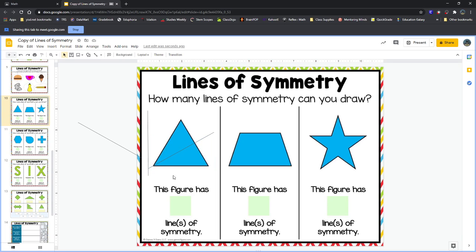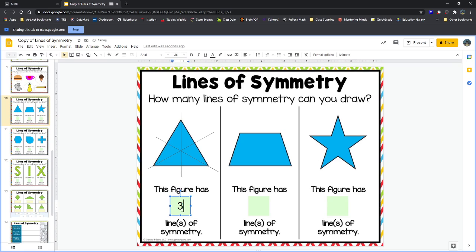So my triangle has 1, 2, 3 different lines of symmetry. I'm going to click on my box here and put 3. I've got 3 lines of symmetry in that triangle.